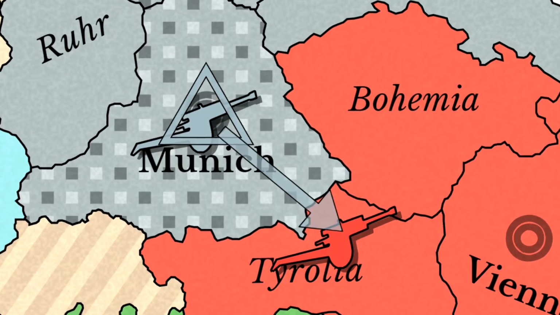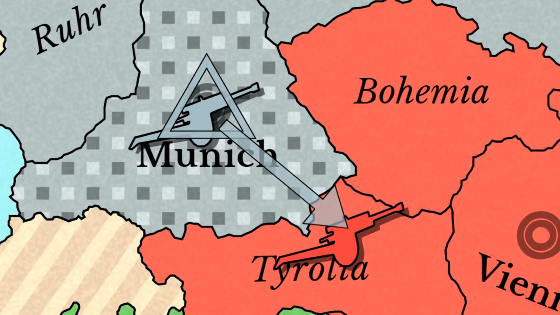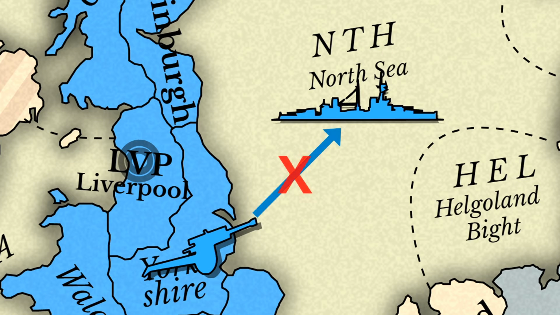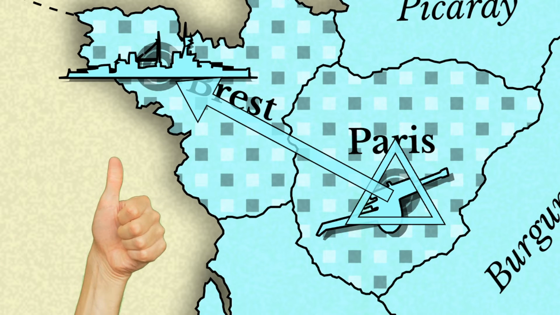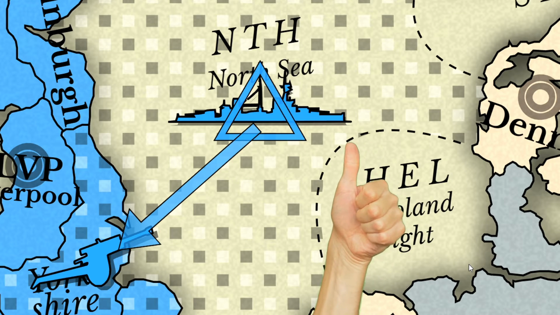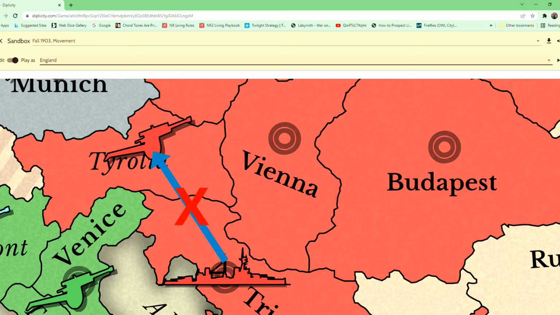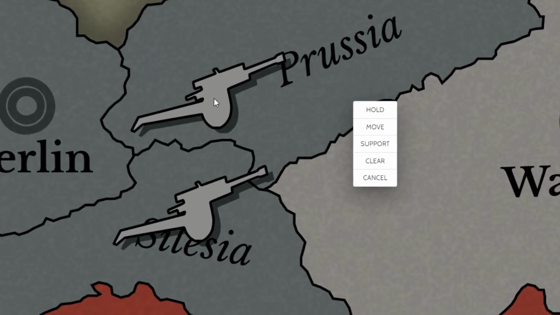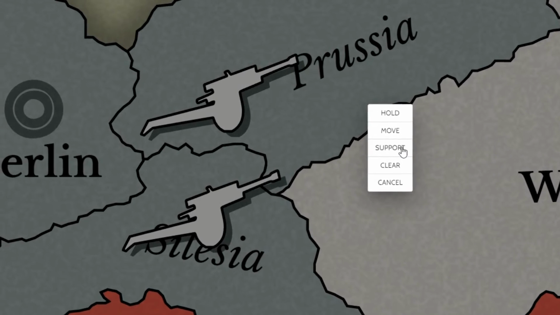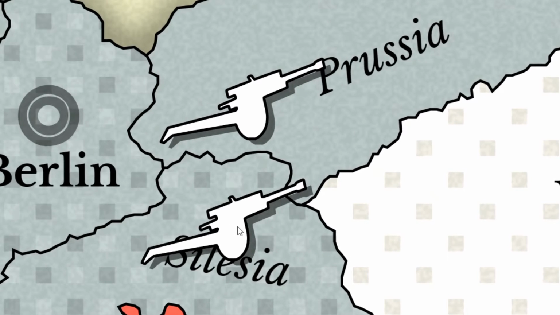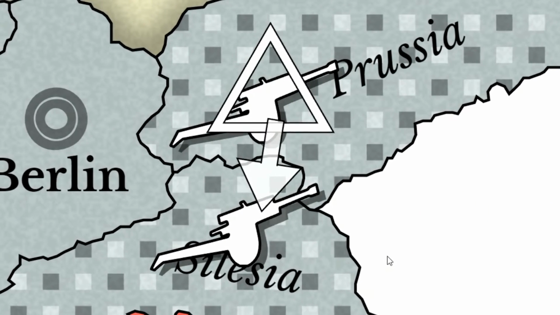First of all, you can support in place. That means that you help out another unit in a space that you could normally move to. For example, an army can't support a fleet in a sea space, but they can support a fleet in a coastal space. A fleet can support an army in a coastal space, but can't support an army in an inland space. In Duplicity, simply click on the unit that you want to use for supporting, choose Support from the drop-down menu, and then click on the unit that you want to support. That's all you need to do to support in place.